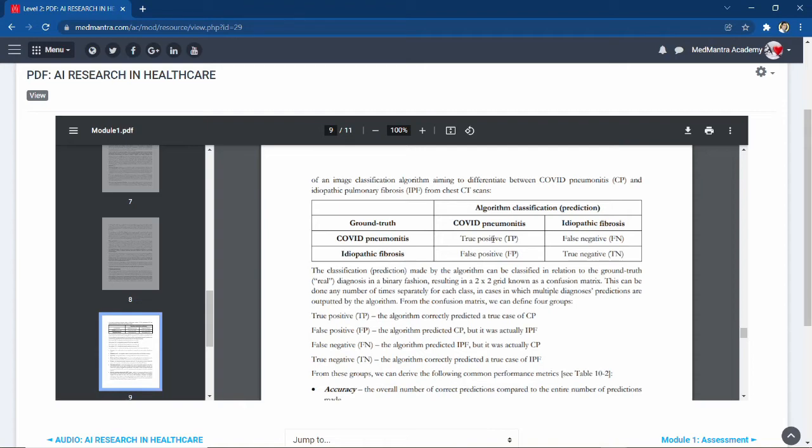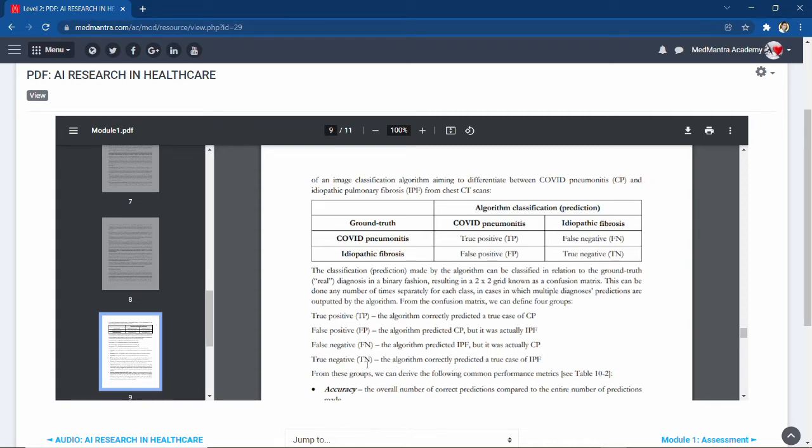False positive, FP. The algorithm predicted CP, but it was actually IPF. So ground truth is IPF, actually IPF, but predicted CP by the algorithm. So this is false positive. FN, false negative. The algorithm predicted IPF, but it was actually CP, COVID pneumonitis ground truth. So this is false negative.